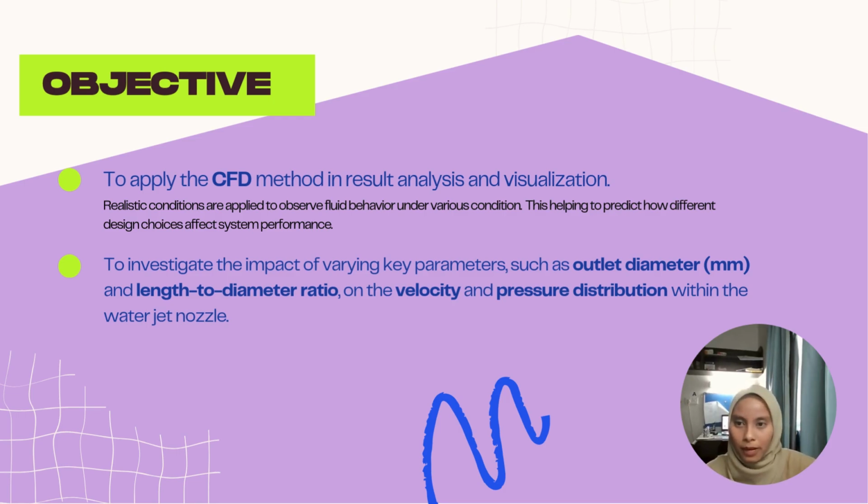Based on the problem that I mentioned before, there are two objectives identified from it. First, to apply the CFD method in the result analysis and visualization. This is because CFD method provides realistic conditions such as material properties and boundary conditions that help to predict how different design choices affect system performance. Second objective is to investigate the impact of varying key parameters such as outlet diameter in mm and length to diameter ratio on the velocity and pressure distribution within the jet nozzle.